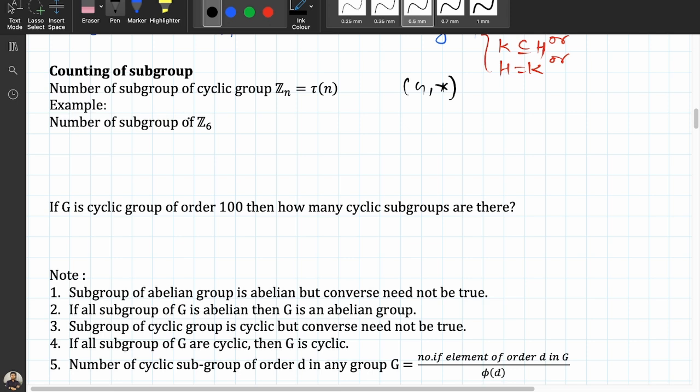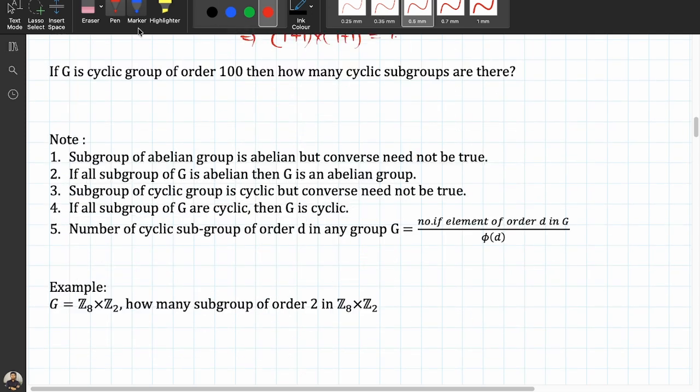From here I will take the example of Z6. If you have Z6, then the number of subgroups of Z6, which is a cyclic group, is equal to tau 6. What is the meaning of tau? First of all, write the prime factorization, 2 power 1 into 3 power 1. Now take each power and add 1, then multiply, and you will get 4. So 4 cyclic subgroups are there.